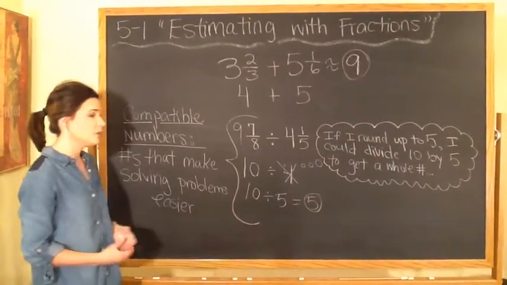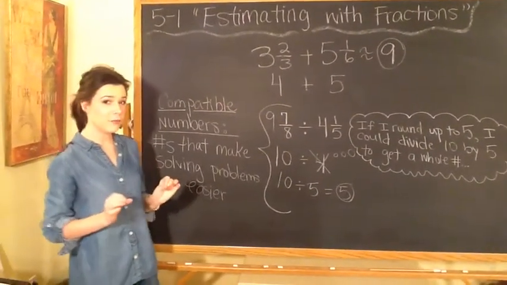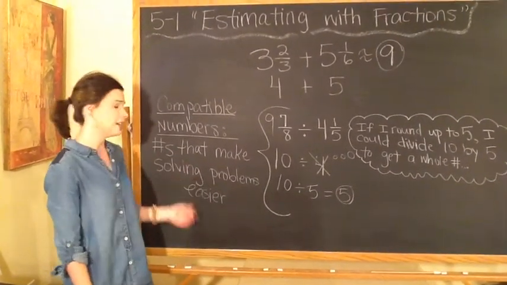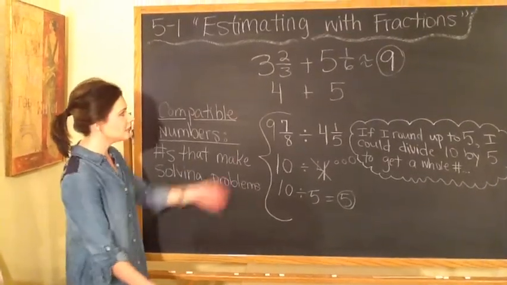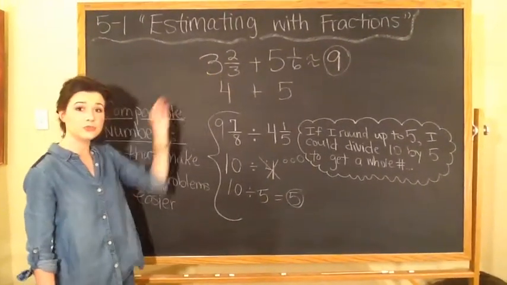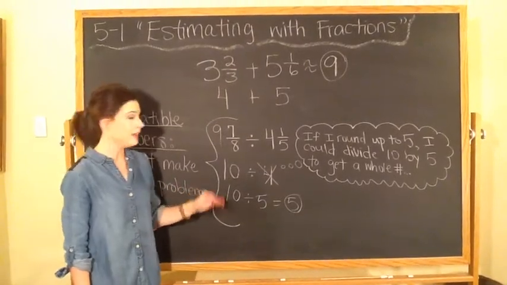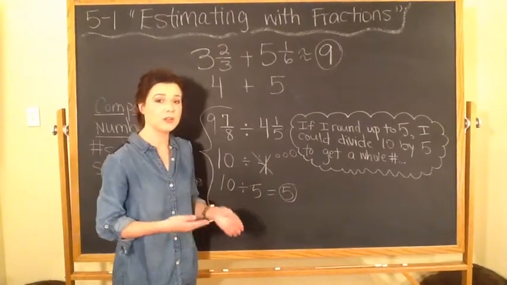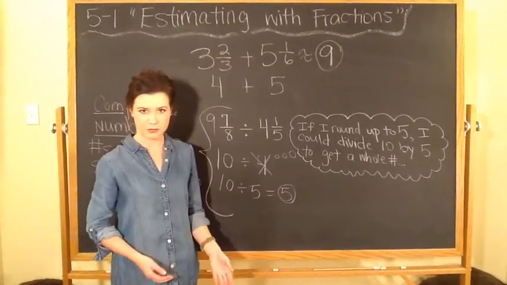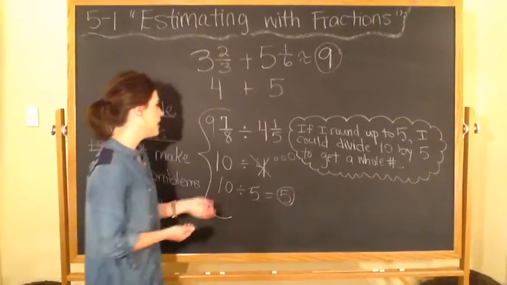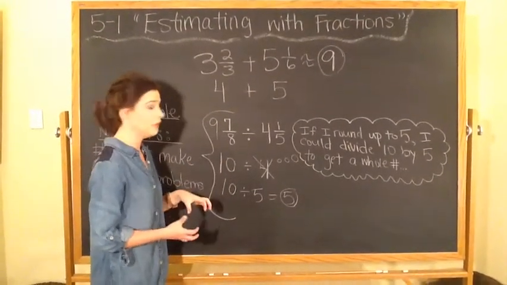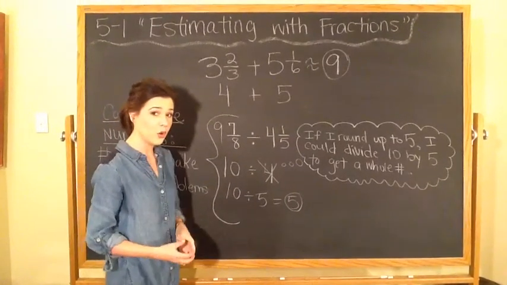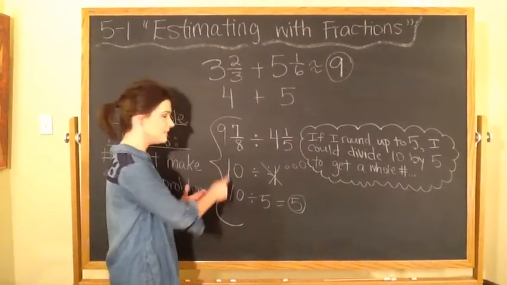In this case, we are going to be using a specific type of rounding called compatible numbers. Basically, it's numbers that make solving problems easier. It's not the same as what we did here, because what we did was direct estimation. Now we are going to round a little bit more than it should be or a little bit less than it should be to make it easier for us to solve. Let's look at this example. If I was going to round this normally, I'd see 9 7/8, and I see that 7/8 is almost 1 whole, so I'm going to round this up to 10 instead of 9.